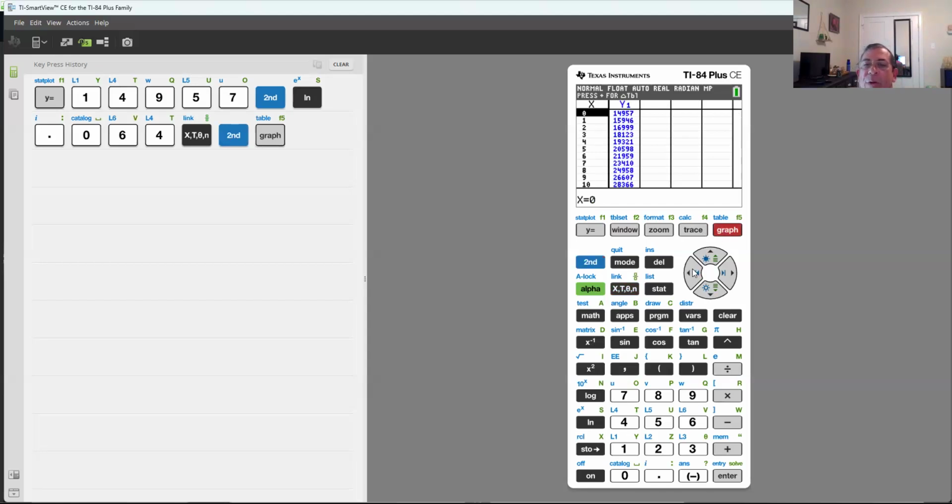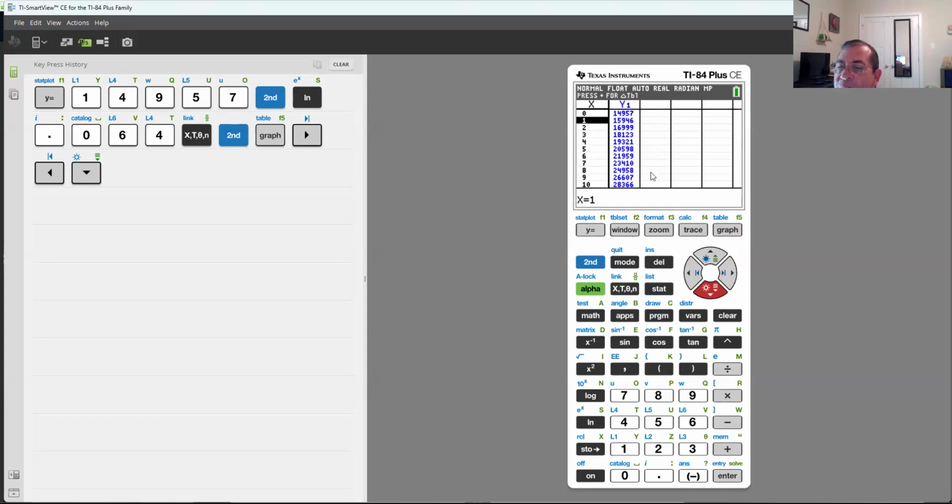Now that makes sense. When x was 0, I had $14,957. Well, that made sense, right? So they want to know after 1 year. So there's one. But y'all look at that. It says 15,946. It's not rounded off to the nearest cents.